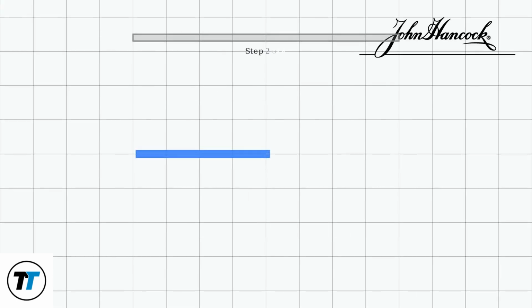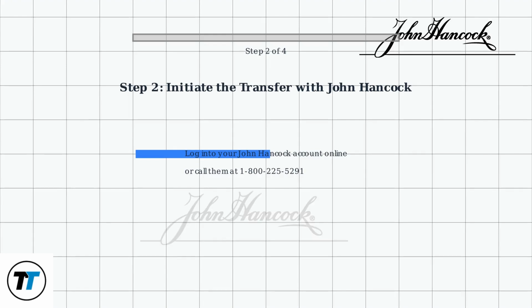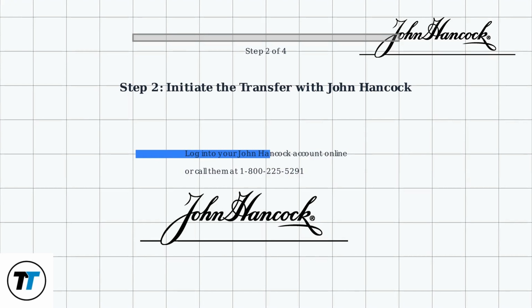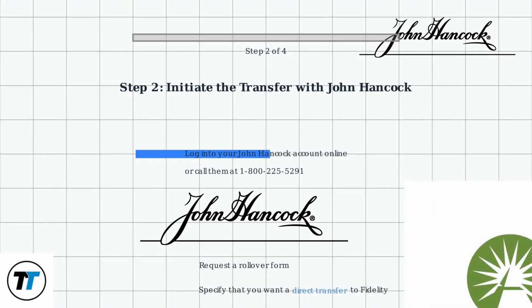Now that you have gathered your information, it's time to initiate the transfer with John Hancock. Log into your John Hancock account online or call them at 1-800-225-5291 to request a rollover form. When you contact them, request a rollover form specifically. Clearly specify that you want a direct transfer to Fidelity to avoid any tax complications.